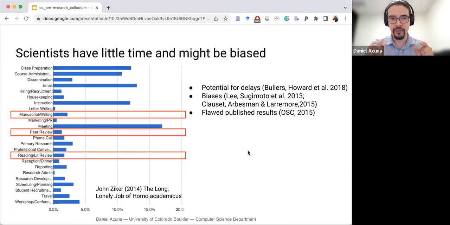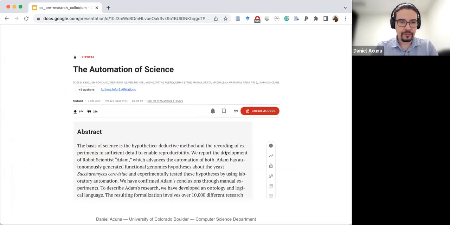Also, when we do this review by hand, we're opening ourselves to all kinds of potential biases, because we're all humans, and we like certain methods, we like certain approaches, maybe we like certain groups of scientists, and then we have a bias in how we select what to work on. So how can we help?